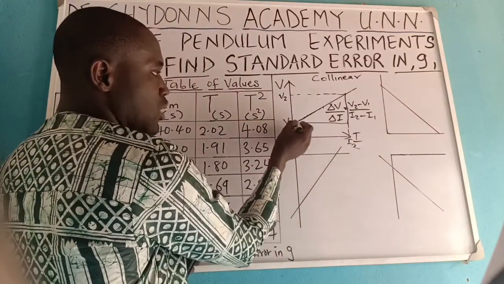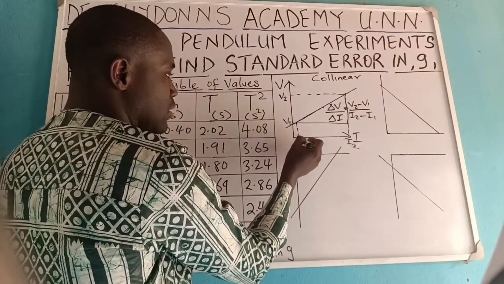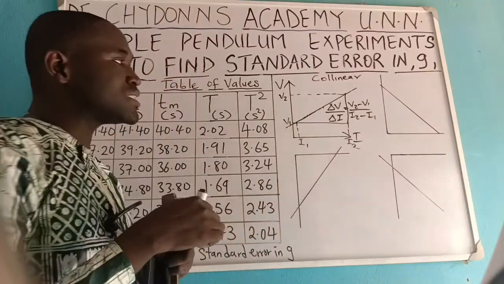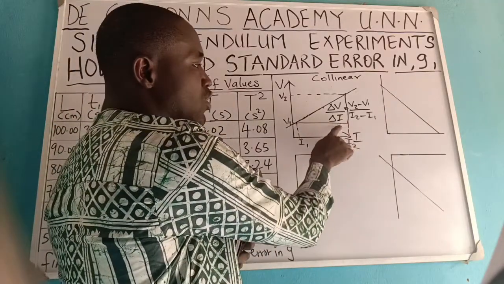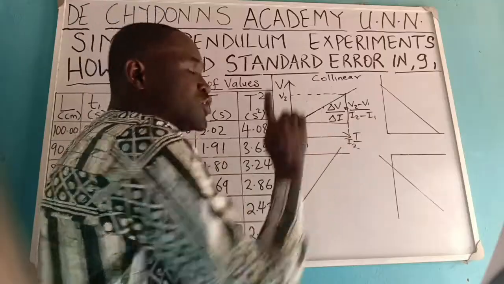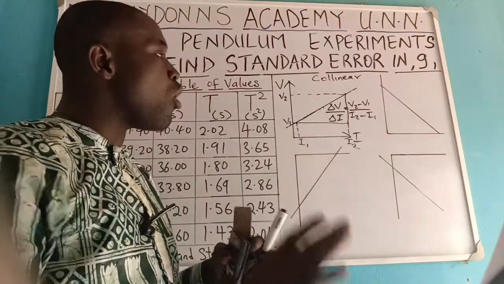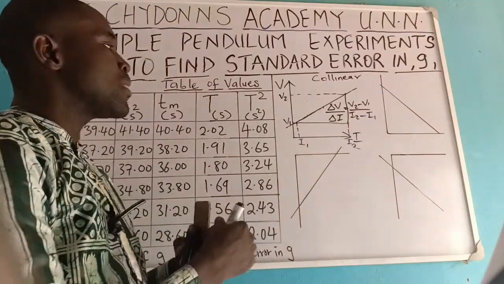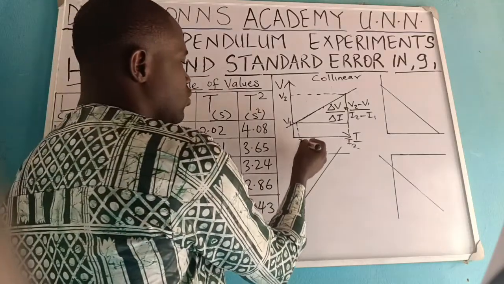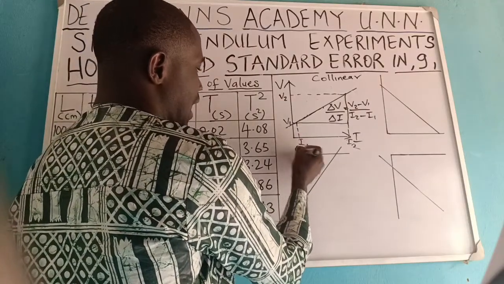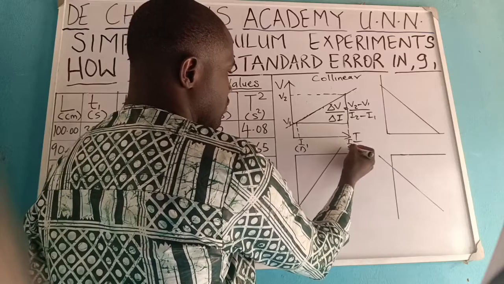Then, this other one will now be your I1. So don't forget it. Where your vertical and horizontal meet becomes your I2. Always. Always. Okay?